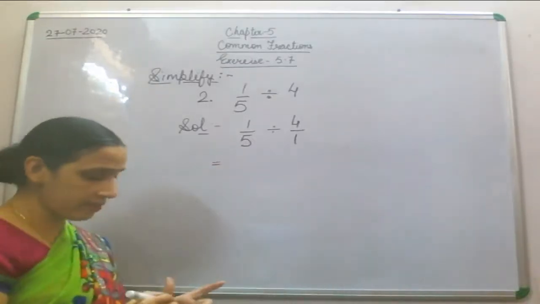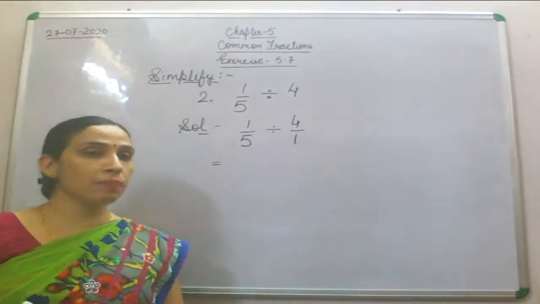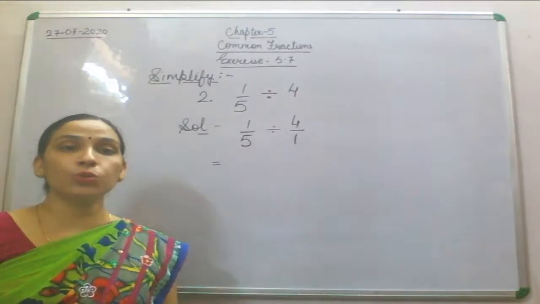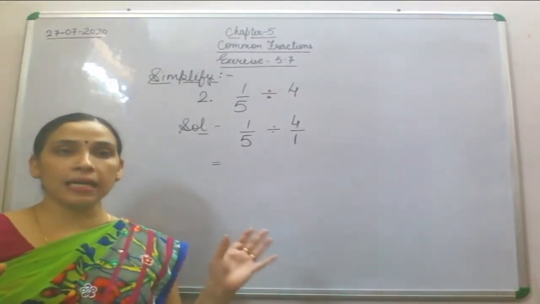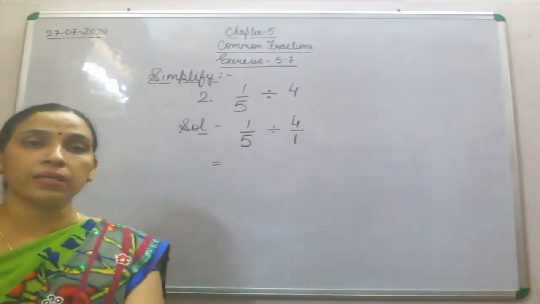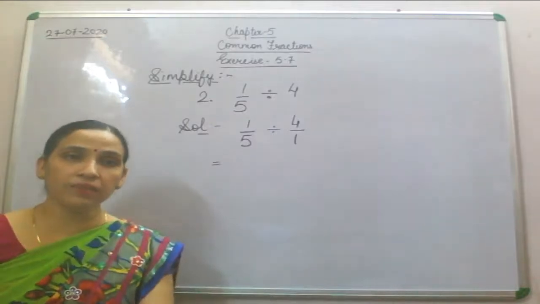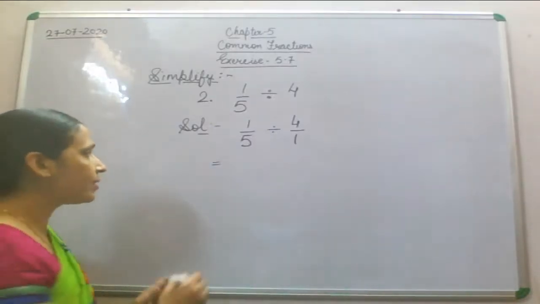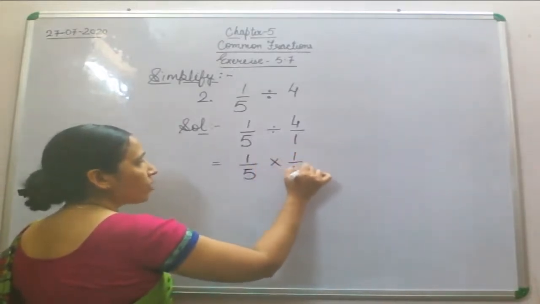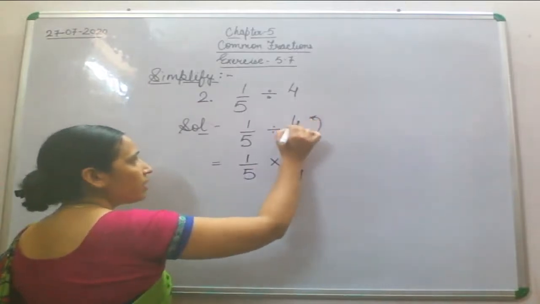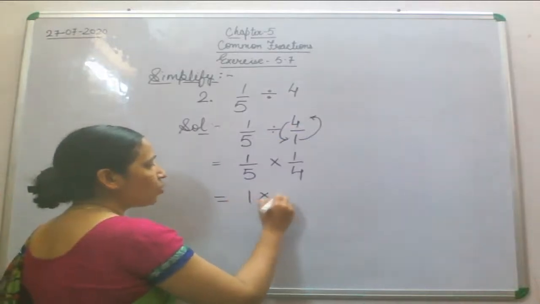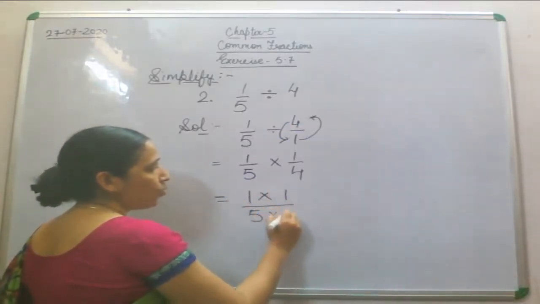Now for solving that division, the opposite of division is multiplication. So what are we going to do? Yes, we are going to change that division into multiplication, and 4 by 1, the fraction which is after division, will become the opposite, or reciprocal. So here 1 by 5 will be multiplied by 1 by 4. Now the denominator will become the numerator and the numerator will become the denominator. So we will get 1 into 1, 5 into 4.